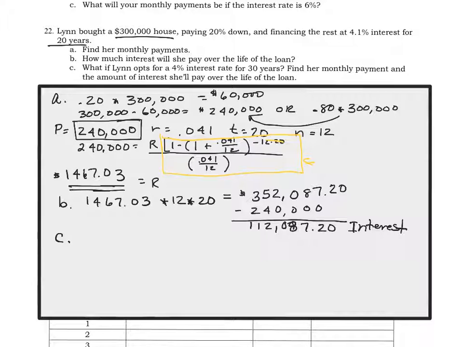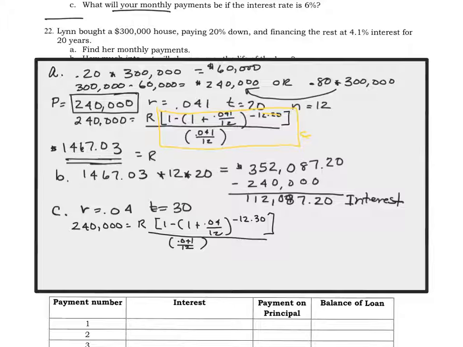What if Lynn opts for a 4% interest rate for 30 years? Find her monthly payment and the amount of interest she'll pay over the life of her loan. So instead of the 4 1/10%, our rate's going to be 0.04, and we're looking for T equals 30. And we'll go ahead and substitute everything into our formula.